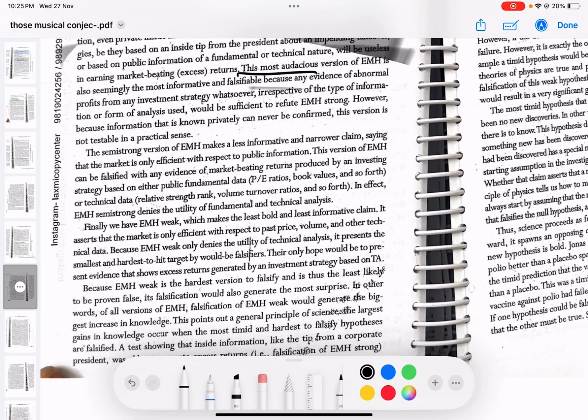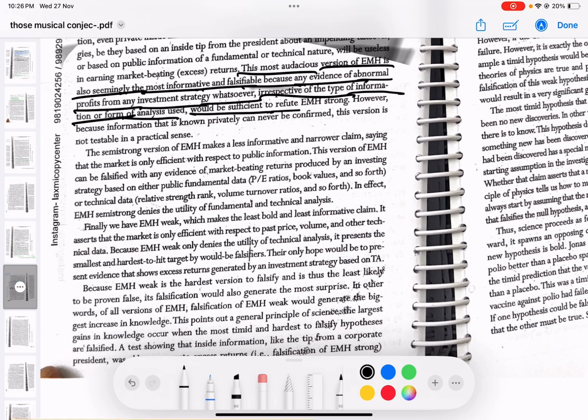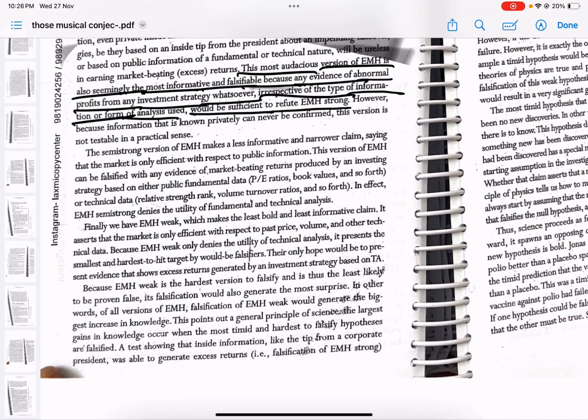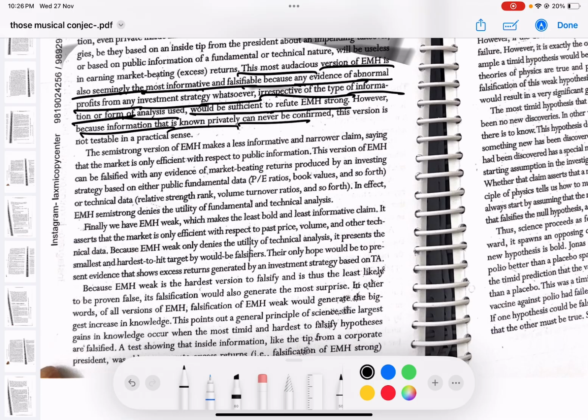This most audacious version of EMH is also seemingly the most informative and falsifiable, because any evidence of abnormal profits from any investment strategy, irrespective of the type of information or form of analysis used, would be sufficient to refute EMH strong. Obviously, it's very easy to show that strong EMH is false, because if there is a very, very big return on a news story, then that will basically show us that this particular news was not known to the markets before this, right?